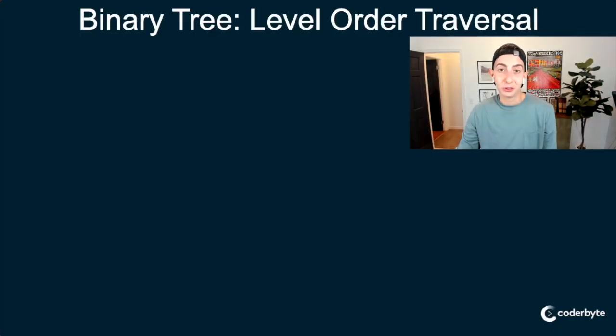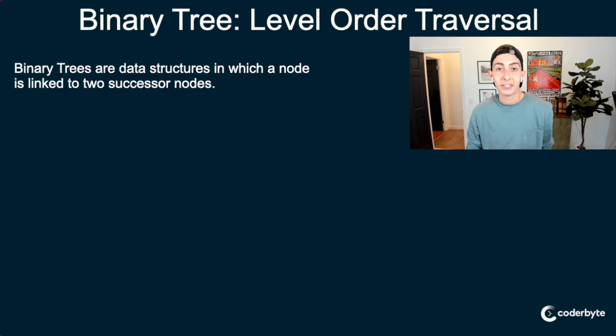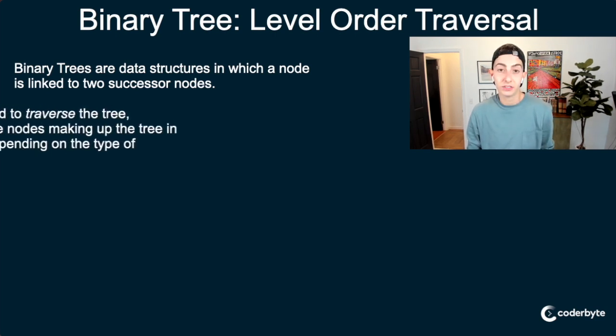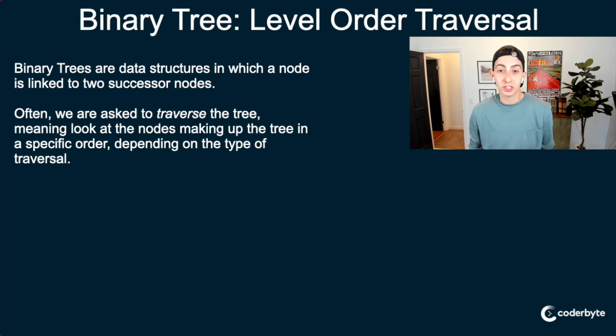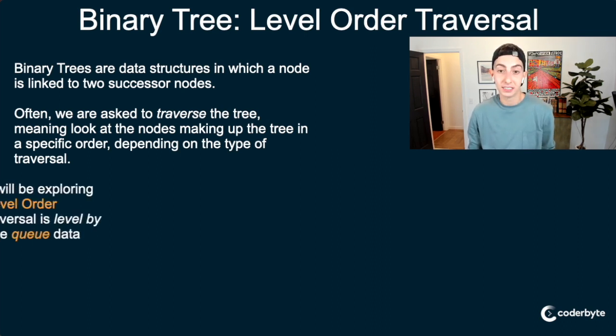All right, binary trees, level order traversal, otherwise known as breadth first traversal. Let's go over quickly what that is, a little reminder for us all. Binary trees are data structures in which a node is linked to two successor nodes. Often we're asked to traverse the tree, meaning look at the nodes making up the tree in a specific order depending on the type of traversal. We're focusing on level order traversal or breadth first traversal for this little mini series.